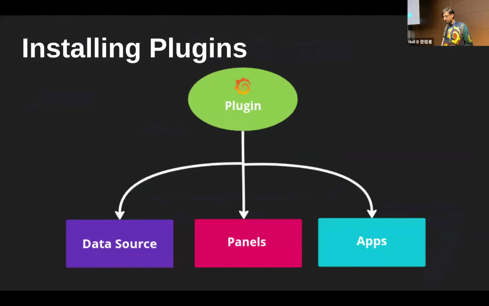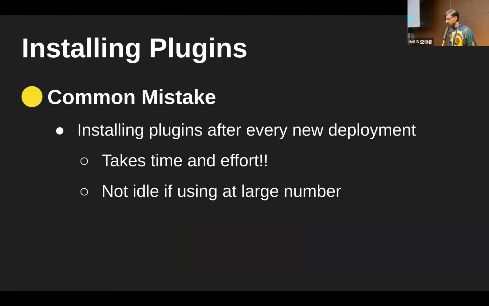Plugins. Grafana has 3 categories of plugins: data sources, panels, and apps. And you can use all of them if you like. Some are free, some are community, and there are some enterprise as well. And you can install plugins as you like on the fly without taking too much time and effort. Otherwise, you have to install this manually.